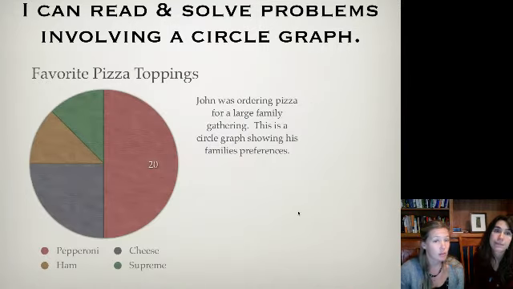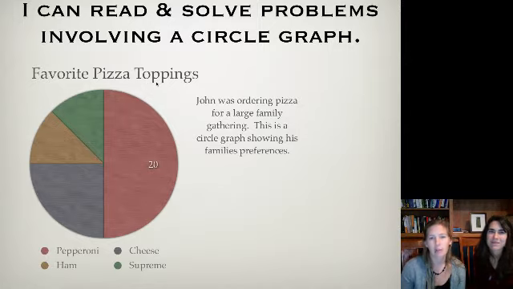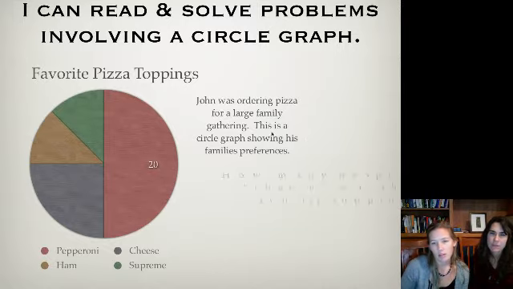But on this one, you can tell. So in this case, we have favorite pizza toppings. So John was ordering a pizza for this really big family gathering. And this circle graph shows his family's preferences. So if you look down at the key here, it'll tell you what each color represents. So the red is pepperoni, the kind of bluish grayish is cheese, ham is this brown gold color. And the people who like everything on theirs is the green. So this is the graph that you're going to be using to figure out the answers.